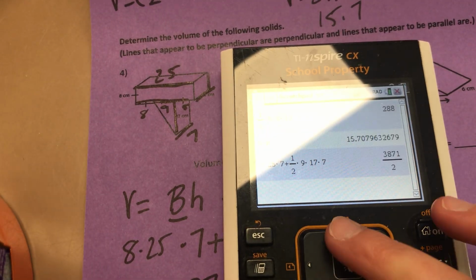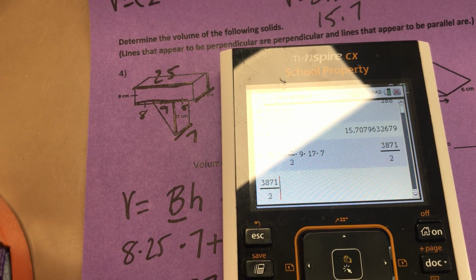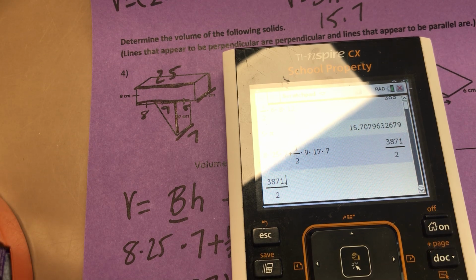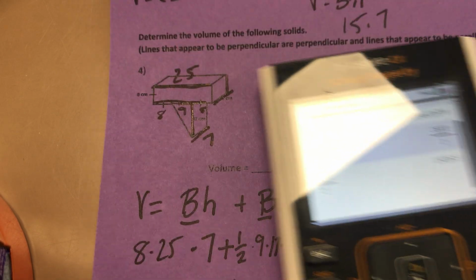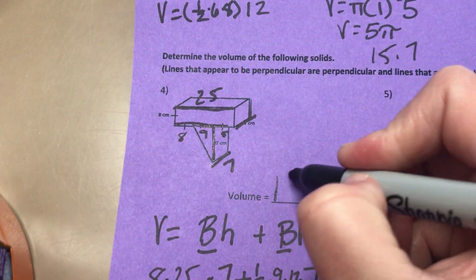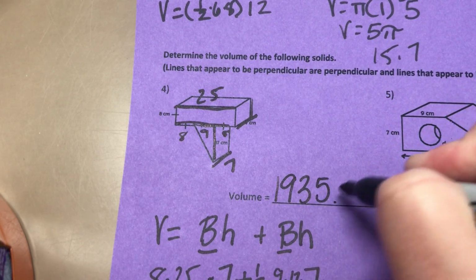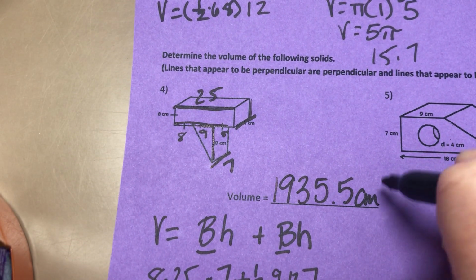So as a reminder, to switch that to a decimal, you could just scroll up, highlight it, and put a decimal point next to either the numerator or the denominator. It doesn't matter which. So I get 1,935.5 centimeters cubed.